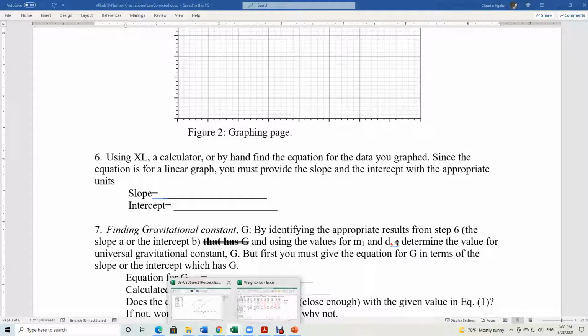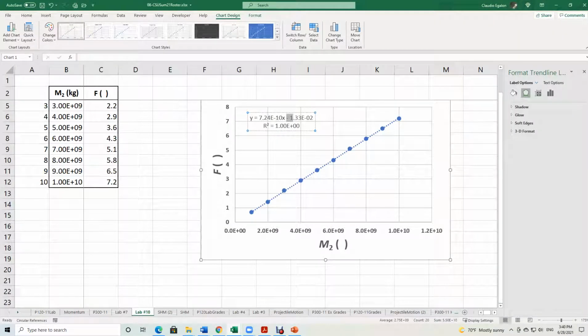So we plotted and we got the equation. Now you go ahead and write down the slope and the intercept that you got. Let's go back to the graph. There is this intercept here. This intercept, by the way, is a small value. It's 1.33, or 0.0133 times 10 to the minus 2.